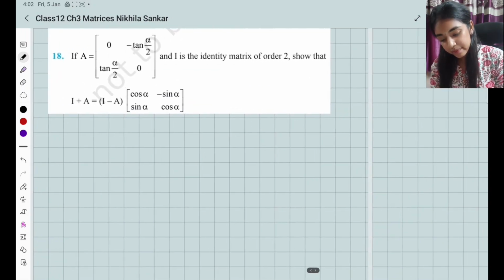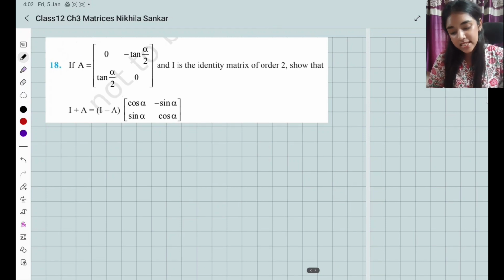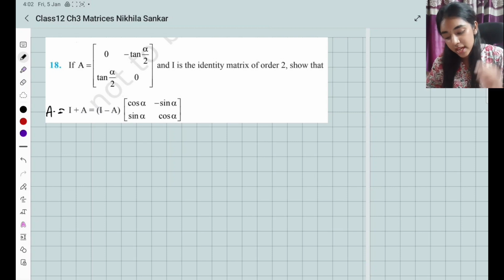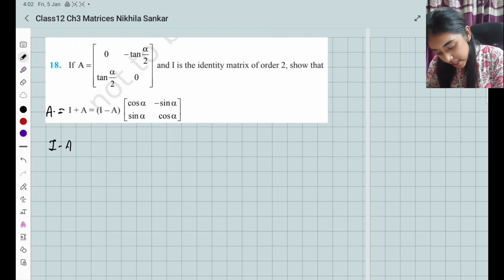Question number 18. If A equals this and I is the identity matrix of order 2, show that I plus A equals I minus A times this. So first, what is I plus A? I plus A is simply going to be A. So LHS is going to be A. Now we need to find the RHS. So what is I minus A first?